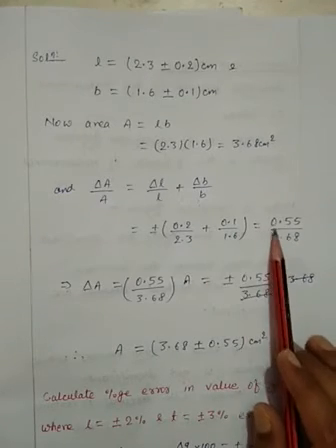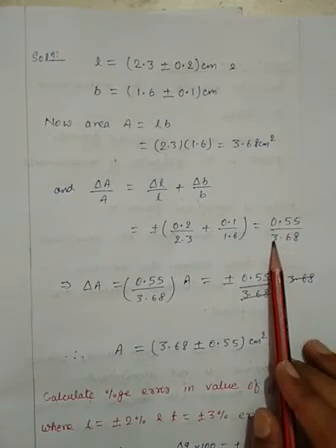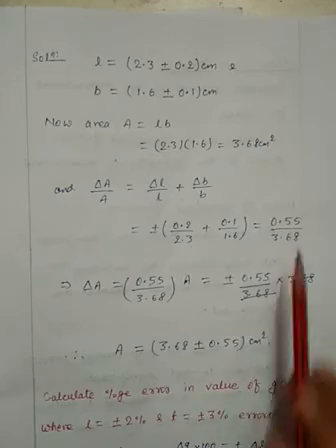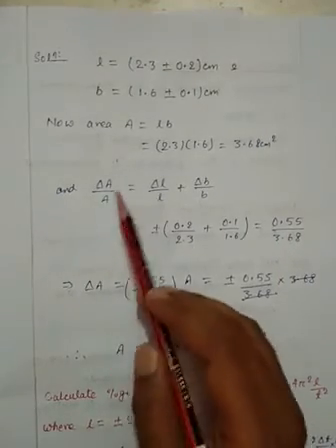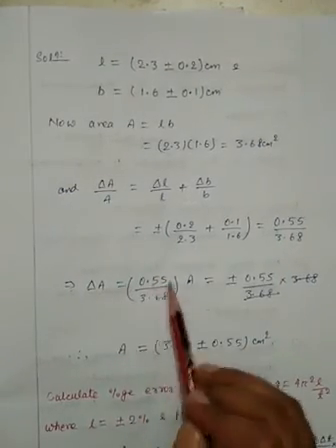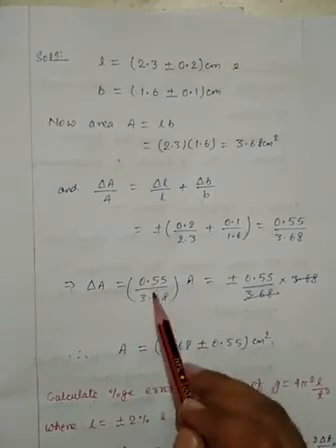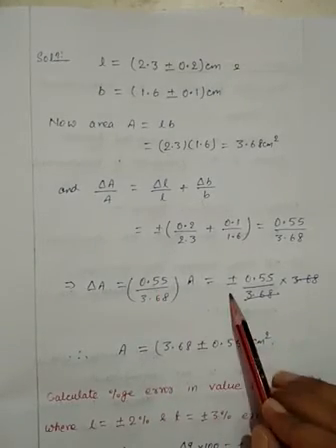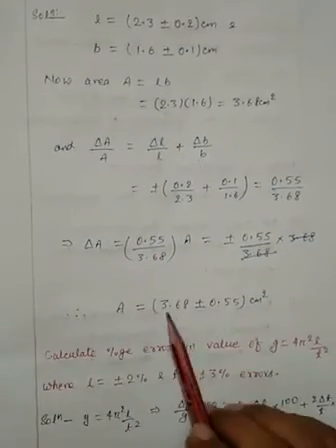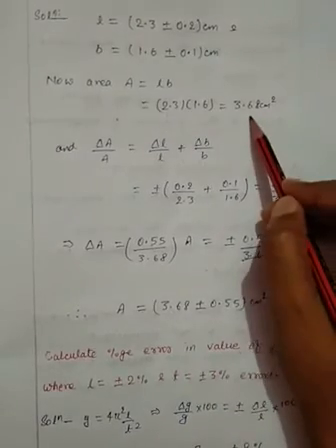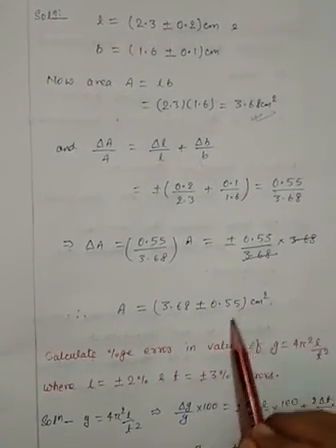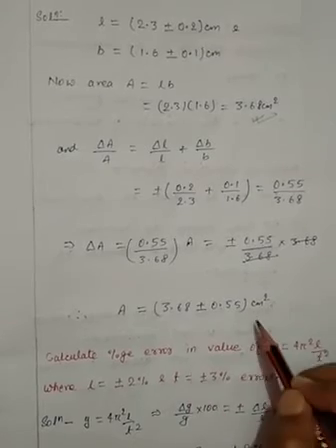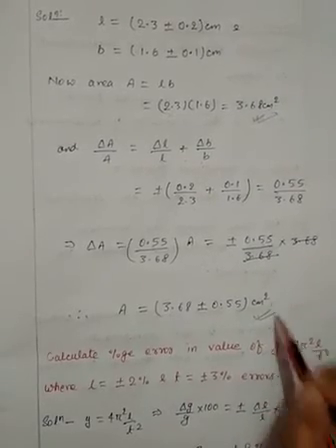So, this is finally coming as 0.55 divided by 3.68. So, what is delta A? Delta A is equal to, from this equation, A times the sum of the relative errors. So, on calculation we are getting 3.68, which we have already calculated as the absolute part, and the error part as 0.55 centimeter square. So, this is for the revision of the product.